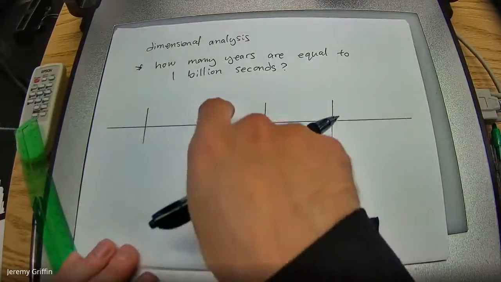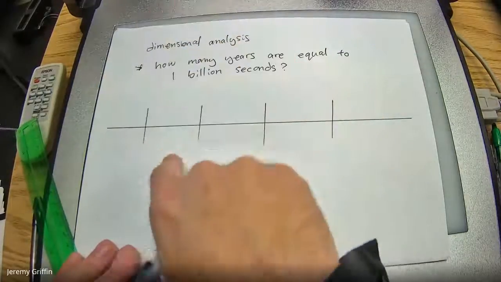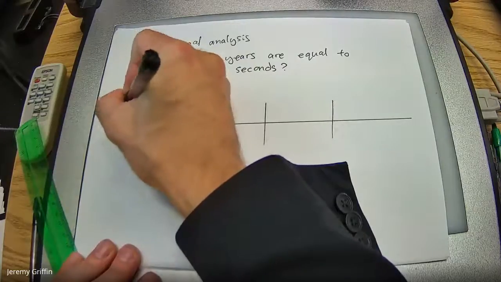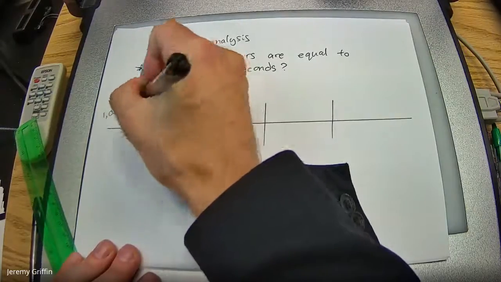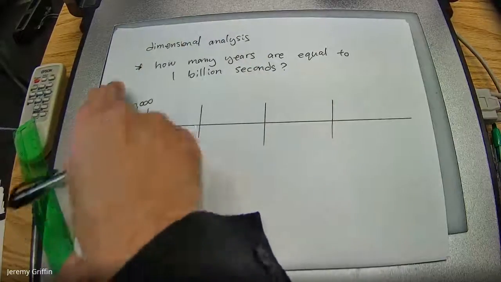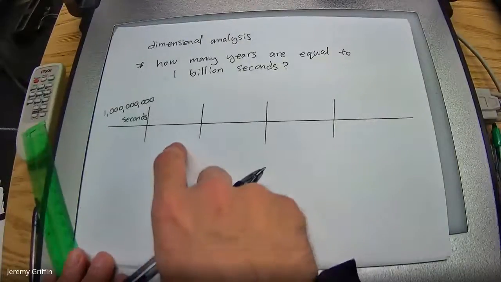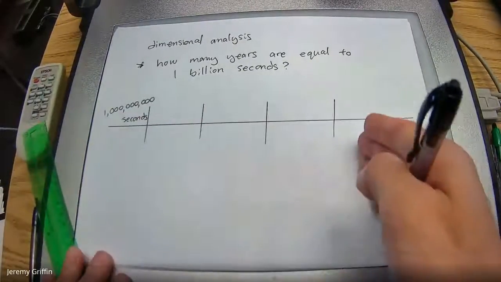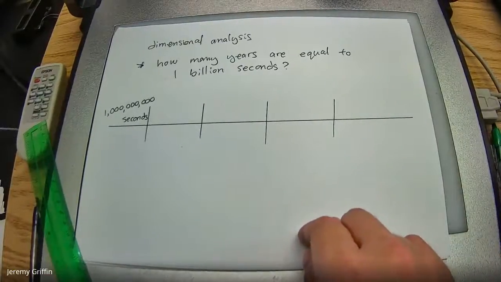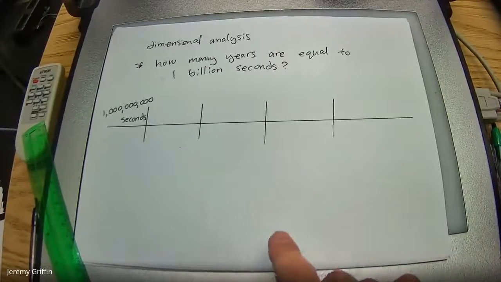What I'm going to do is start with my given value, which is 1 billion seconds. Put that in the spot right here. Then I want to do some conversions and eventually make my way to some number of years. So maybe the next step is I can convert seconds to minutes. Now, I know that there are 60 seconds in a minute.